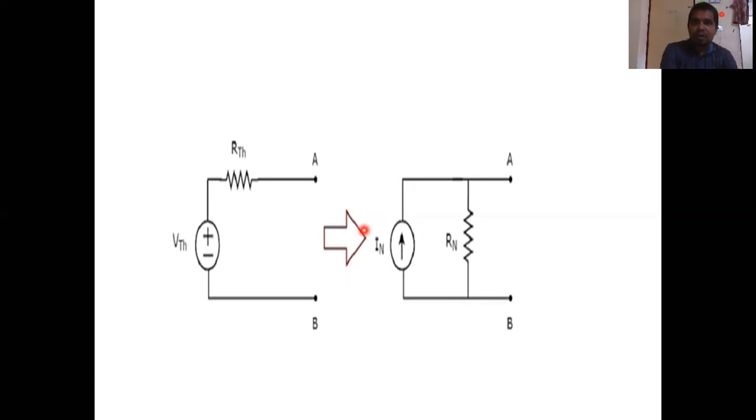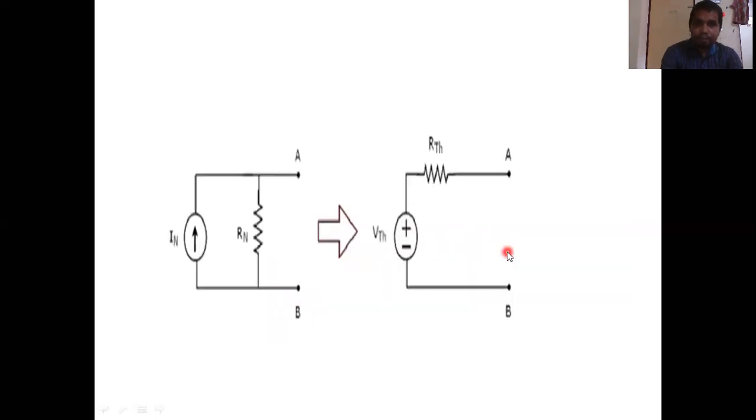Source transformation means a voltage source in series with the equivalent resistance can be transformed into a practical current source with a parallel resistance. The current will be determined as I equals V by R, and the equivalent resistance remains the same. And if you have the current source, then you can determine the voltage source by source transformation. That is voltage equals IR, so IN and RN here, and the same resistance will come here.